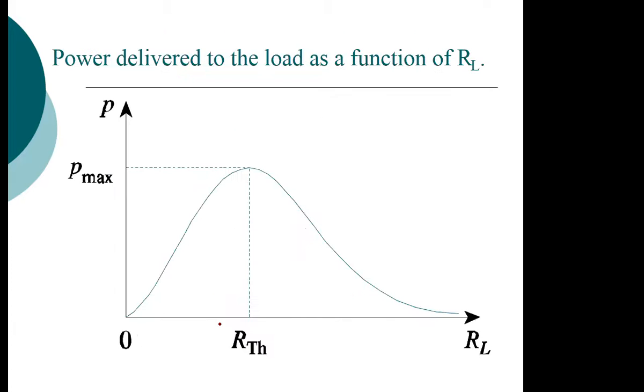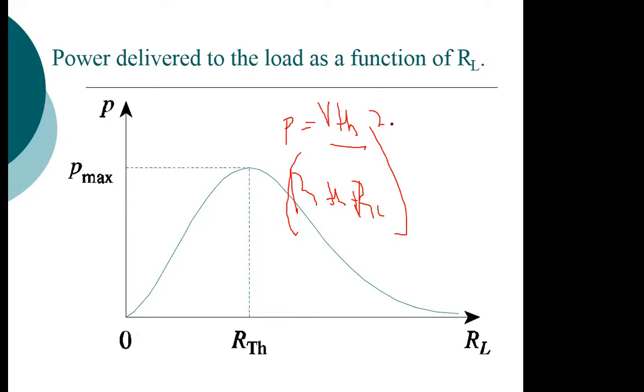Then we are now saying there is a variation in the power delivered to the load as RL changes. Right? So we said our power will be equal to V Thevenin over R Thevenin plus RL, squared, multiplied by RL. So we are saying, as we change the value of RL, we are also changing the value of the power delivered.